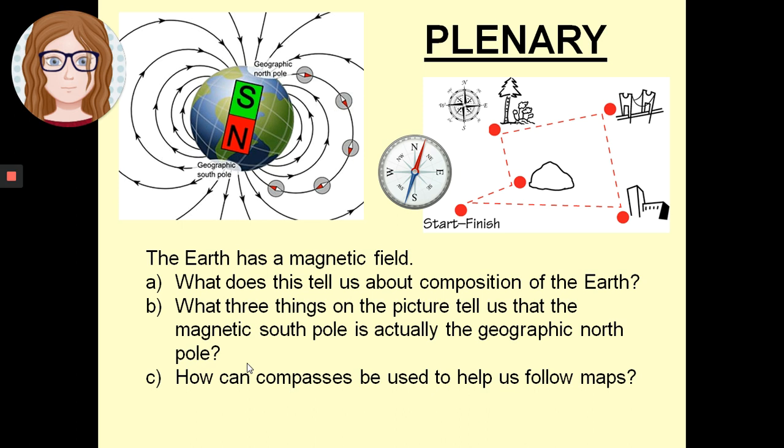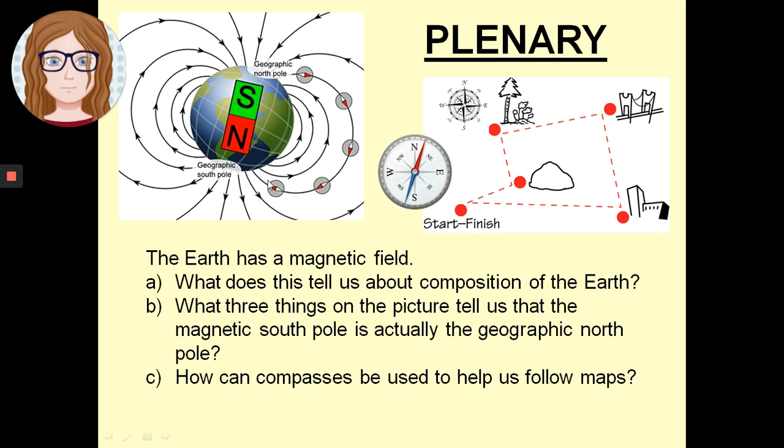What three things on the picture then tell us that the magnetic South Pole is actually the geographic North Pole? Well, we can see this from this big magnet in the middle that clearly shows the South Pole of the magnet is next to the geographic North Pole, and the North Pole of the magnet is next to the geographic South Pole. We can also tell it from the magnetic field lines because they always point from north to south. So if they are pointing from the bottom towards the top, then the bottom must be the north and the south must be the top.